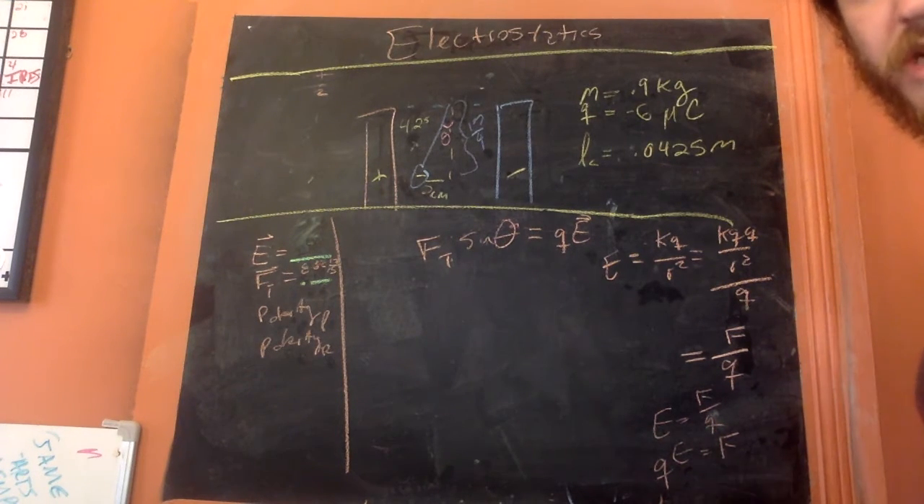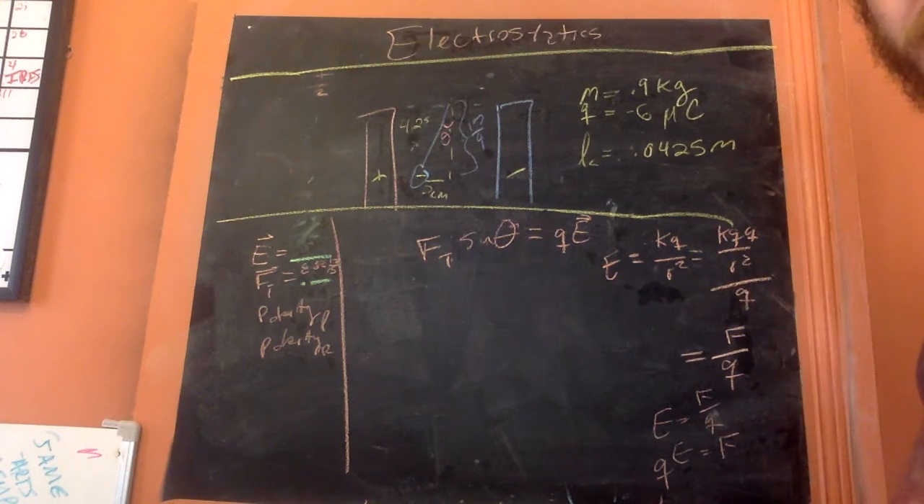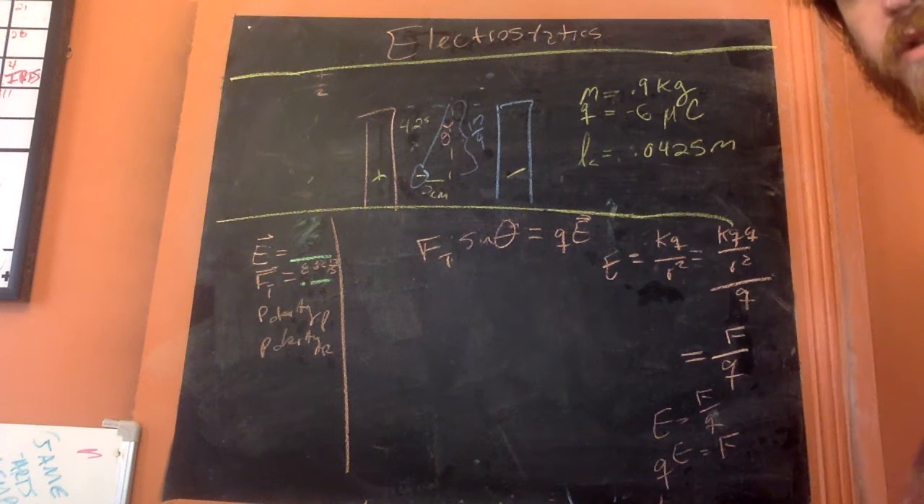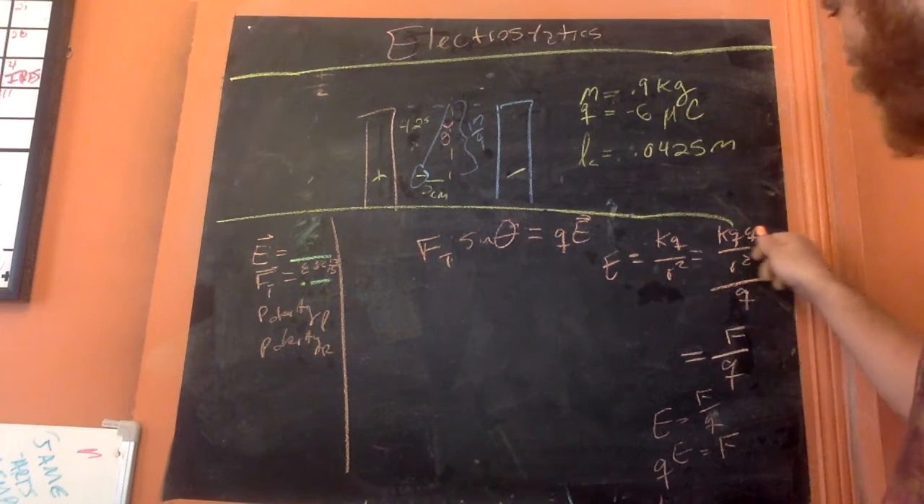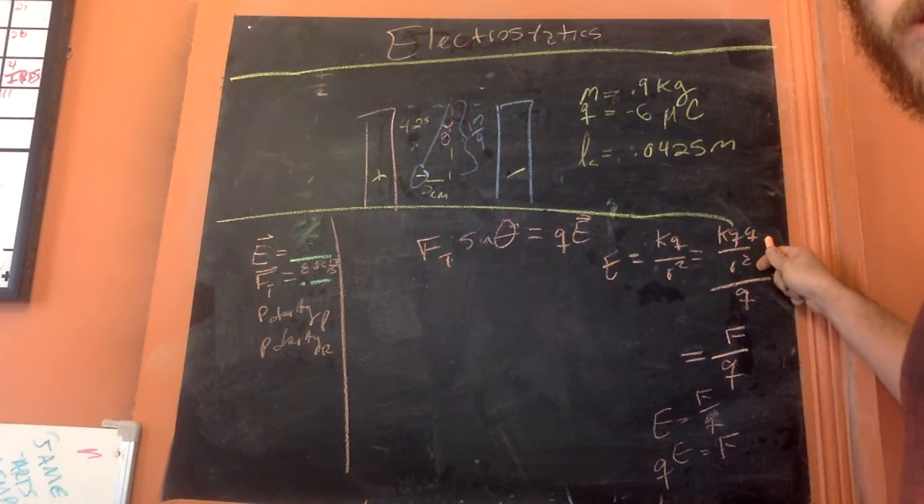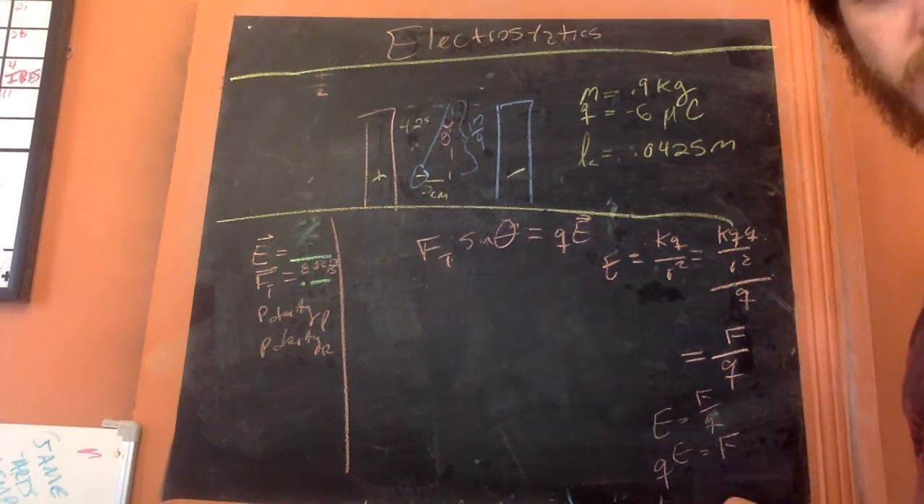Now, this is not a formula you need to memorize. It is derived from this formula for the electric field and this formula for the force. It is much more useful to know that they are related by a factor of Q than it is to know exactly which one is which. You only need to know one of them.